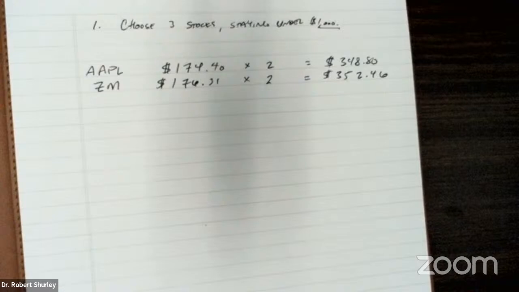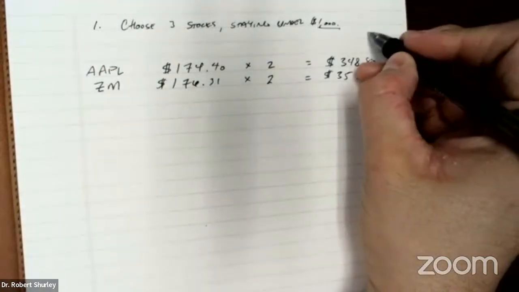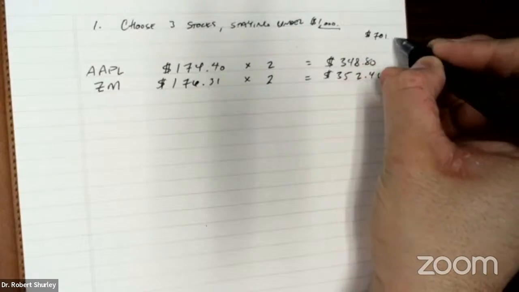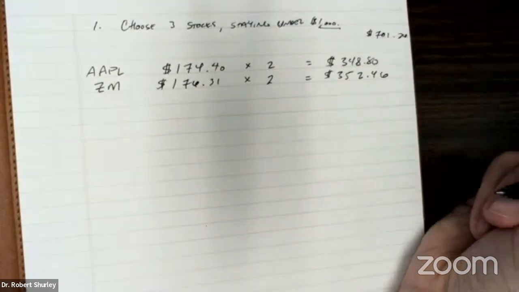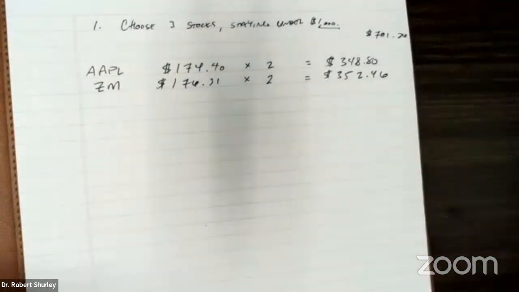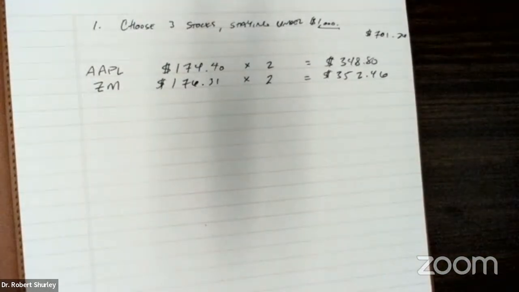Now, I'm going to add those up. 352.46 plus 348.80 is $701. So far, I've spent $701.26. I've got about $300 to play with. So I need to think of something else to purchase.